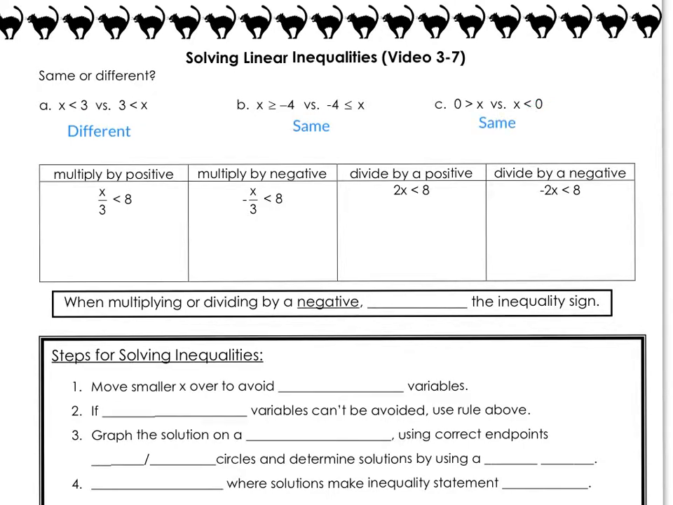Okay, so let's look at some examples. When we multiply by a positive number, we just multiply by 3, we get x is less than the 24. And then in the next example, if we have negative x over 3, we multiply by a negative. When we do that, we have to flip the inequality because it'd be the same thing as multiplying by the 3 and then dividing by a negative. We have to switch the inequality there.